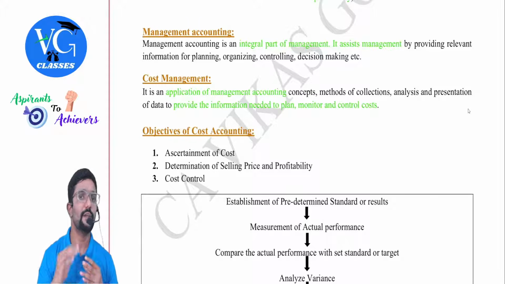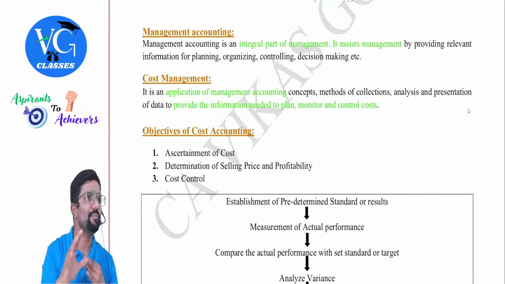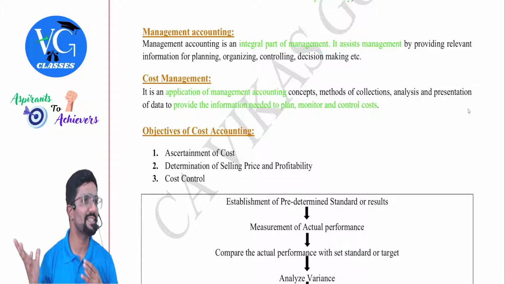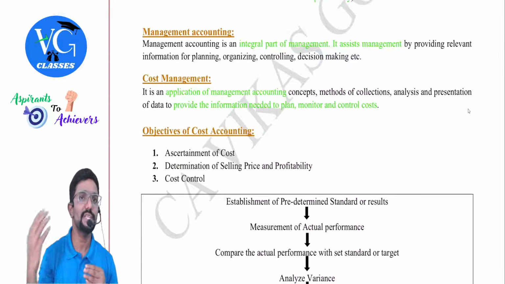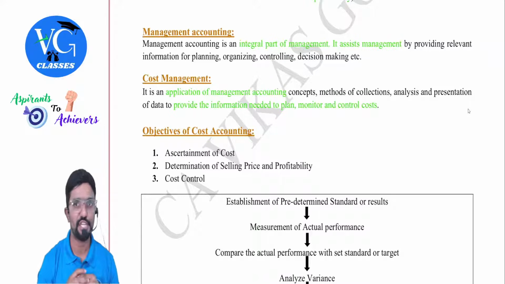But obviously, for making decisions, we will take the help of what? Cost accounting. Why is that? Because the cost data is available where? In cost records. So using that, we will make the decisions. That is called management accounting.